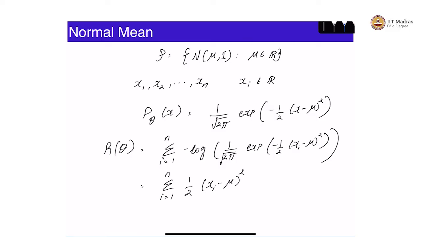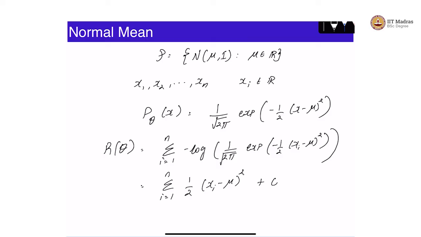This is your negative log likelihood function. You have some constants which don't depend on the parameter mu. We'll just collect that together as a constant here. So what value of mu minimizes this? Well, in this case, it looks like a function of mu. How do you find the mu which minimizes that?